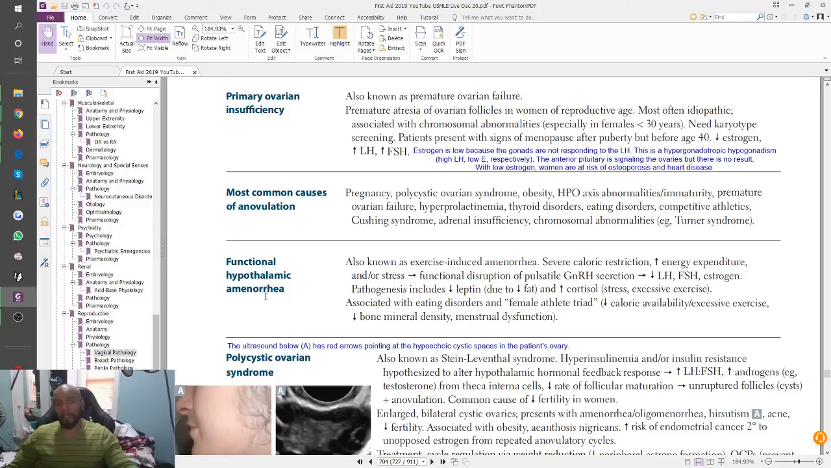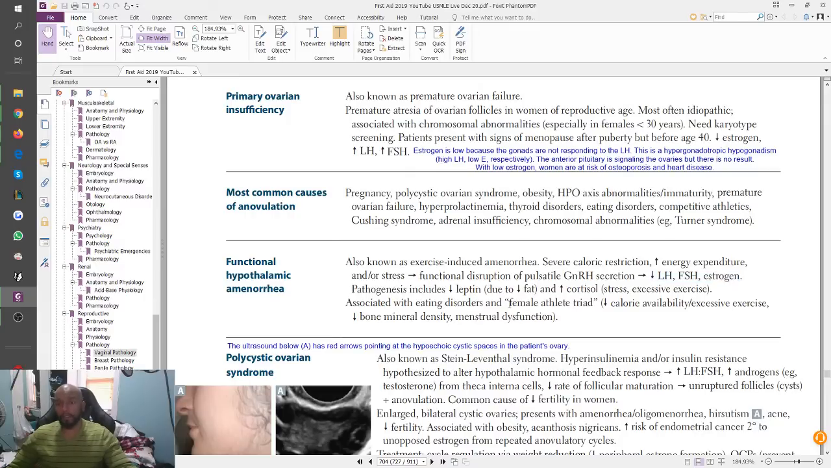Functional hypothalamic amenorrhea. This is also known as exercise-induced amenorrhea. Severe caloric restriction, just like the first question we did. Increased energy expenditure and/or stress lead to functional disruption of pulsatile GnRH secretion, which then of course decreases LH and FSH, and that leads to low estrogen as well. Right? So hypogonadotropic hypogonadism. Pathogenesis includes low leptin due to low fat and high cortisol due to stress and excessive exercise, associated with eating disorders in female athlete triad.